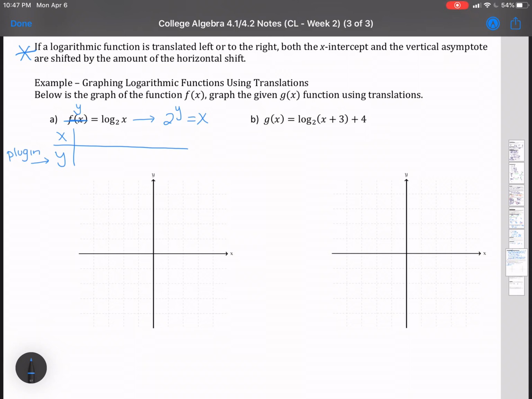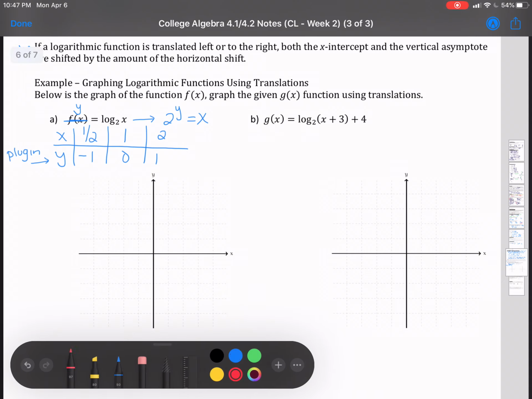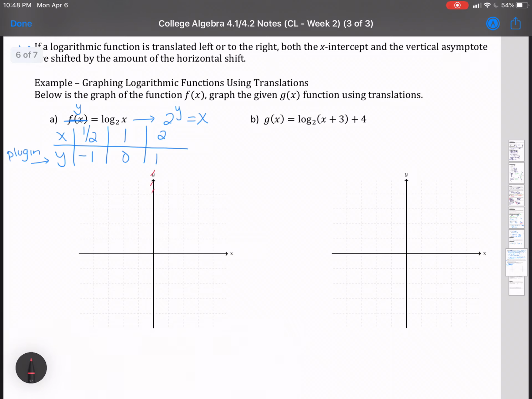So our easiest values to plug in are -1, 0, and 1. 2 to the negative first power is 1/2. 2 to the 0 power is 1. And 2 to the first power is 2. We also talked in our properties up above that we have a vertical asymptote on our y-axis, x equals 0.